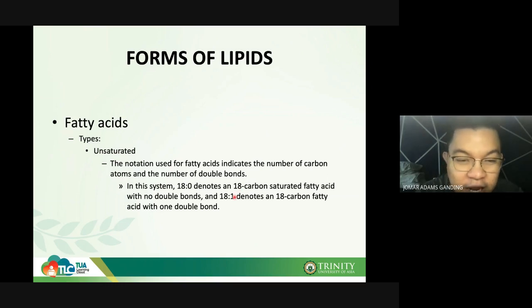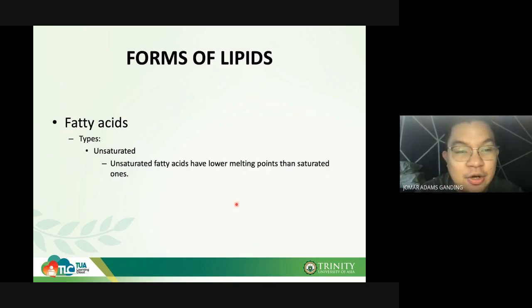Okay, so depending on the notation, they may or may not include the number or the location of the double bond. Aside from that, another thing that I also want you guys to remember is that unsaturated fatty acids have a lower melting point than saturated fatty acids.